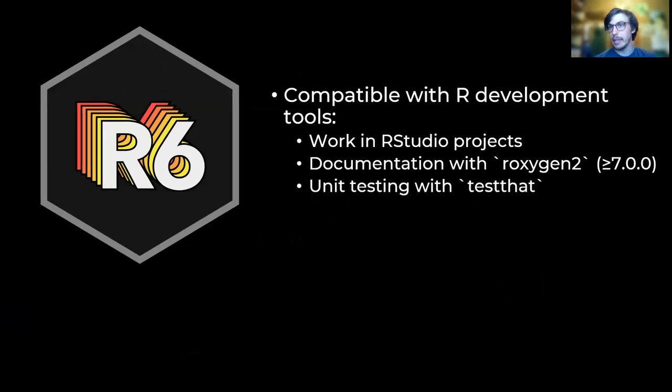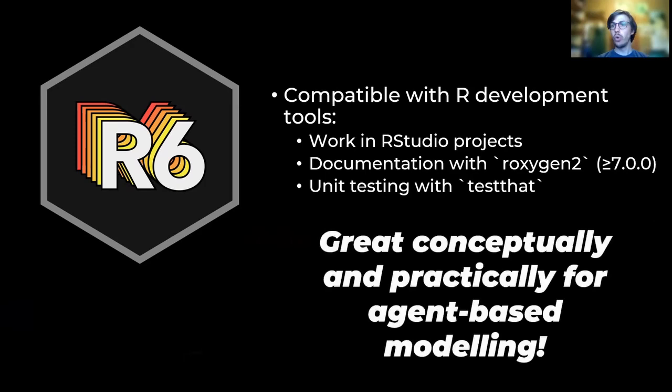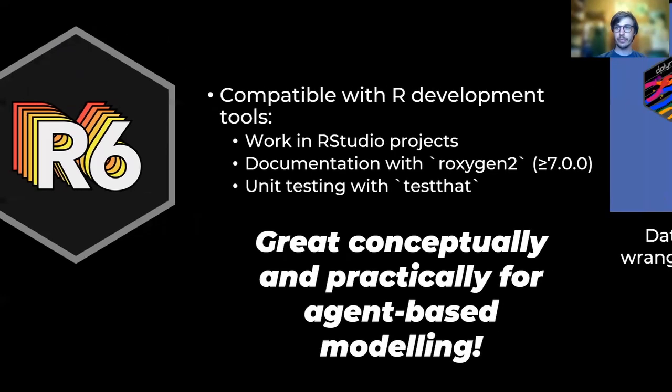Because R6 is an R package, it means that we can use it with other R development tools that you might already be familiar with. So for example, we can build our model within an RStudio project. We can document our model using Roxygen as of version 7, and we can unit test everything using something like testthat. So all of these features mean that using R6 is both great conceptually and practically for agent-based modeling. And we've found it to be a really great system for the work that we've been doing.